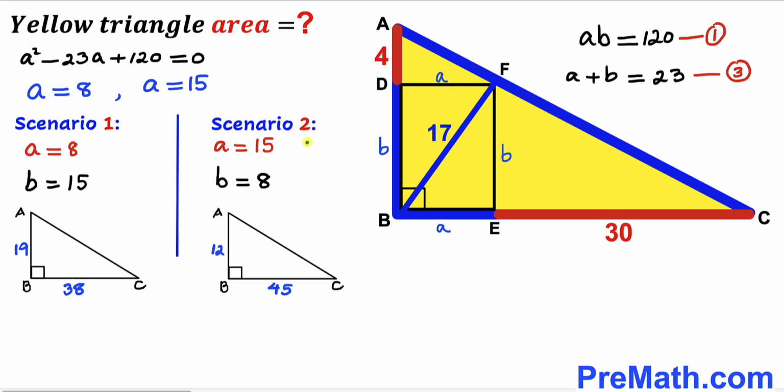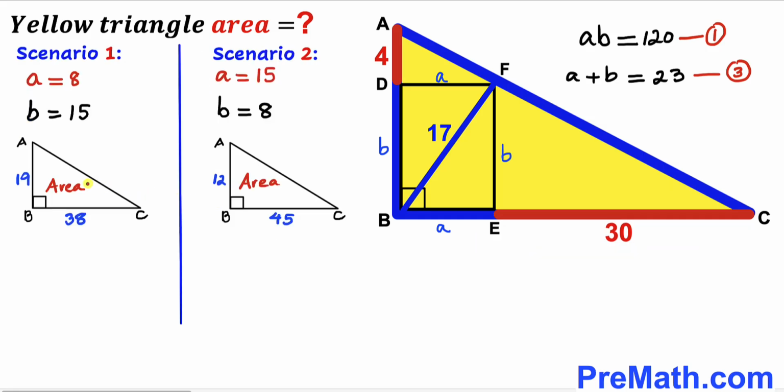And likewise, for scenario 2, if our a value is 15, in other words, if this value a is 15, and likewise our b value is going to be 8, then this AB length is going to be 4 plus 8, is going to give us 12. And likewise, this BC length is going to be 15 plus 30, is going to give us 45.